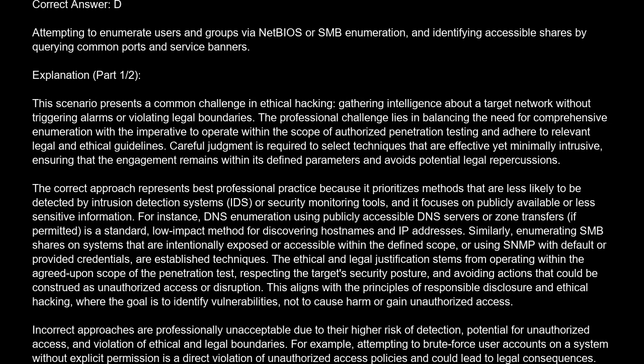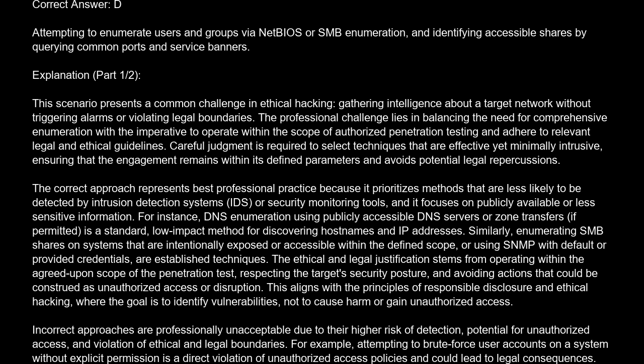The correct answer is D. Attempting to enumerate users and groups via NetBIOS or SMB enumeration, and identifying accessible shares by querying common ports and service banners. Explanation. This scenario presents a common challenge in ethical hacking, gathering intelligence about a target network without triggering alarms or violating legal boundaries.